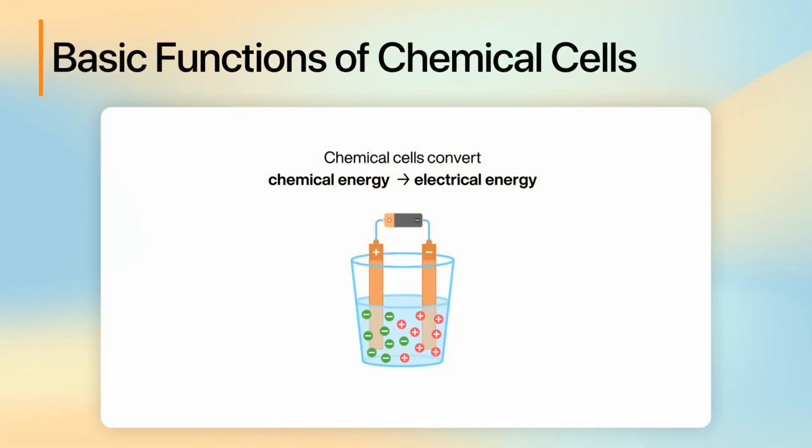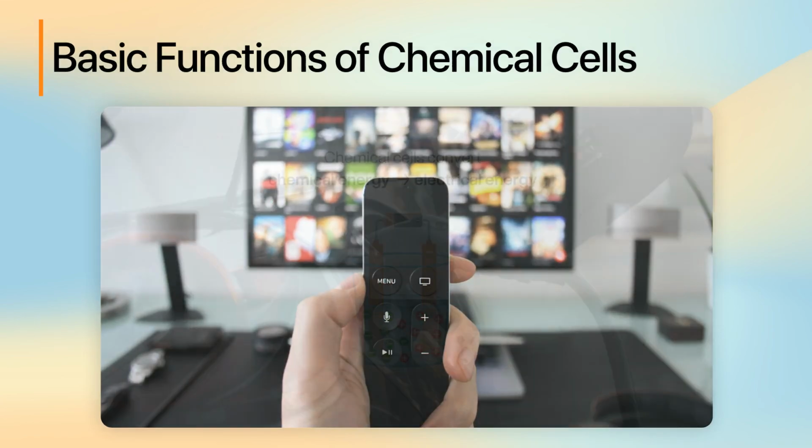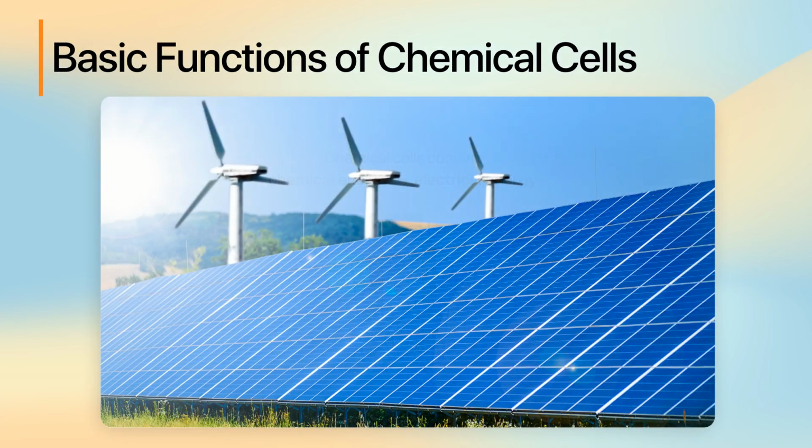Chemical cells convert chemical energy into electrical energy through chemical reactions. They are foundational to many everyday technologies, providing the power needed for everything from clocks and remote controls to electric cars and renewable energy storage.